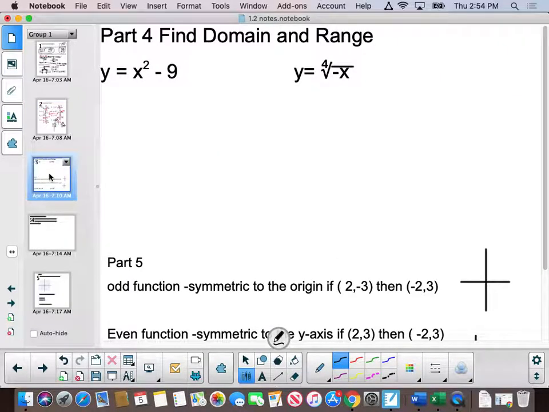Finding the domain and the range of y equals x squared minus 9 and the 4th root of a negative x. So I'm gonna do the first one with no calculator, and the second one I'm gonna use a calculator, just to change it up and say that you don't always have to use the calculator.